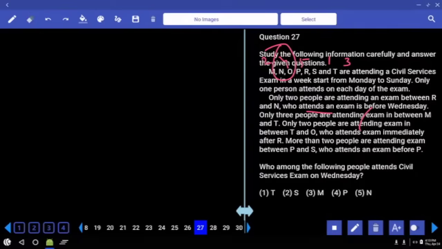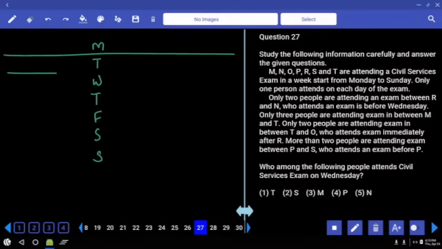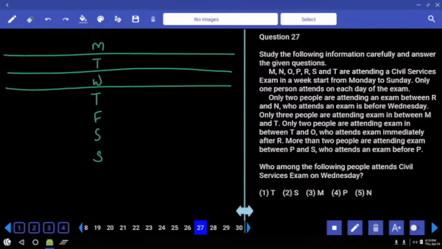Then 27. Now M, N, O, P, Q, R, S. How many people are there? 7 people, and Monday to Sunday, starting with Monday and ending on Sunday: Monday, Tuesday, Wednesday, Thursday, Friday, Saturday and Sunday. Now 7 people on these 7 different dates. Then exactly 2 people between R and N. How many in between R and N? Exactly 2.